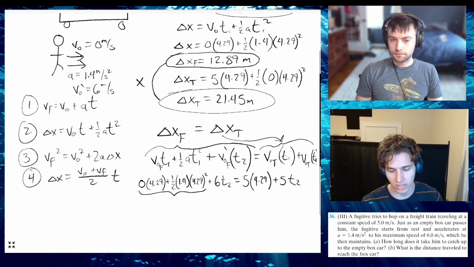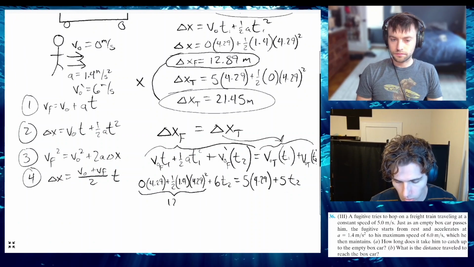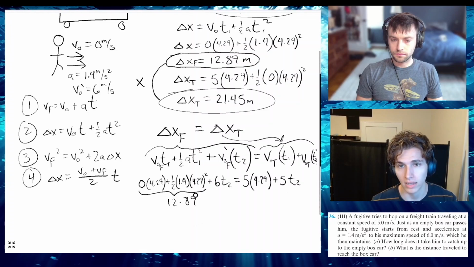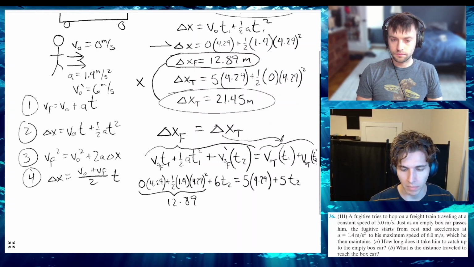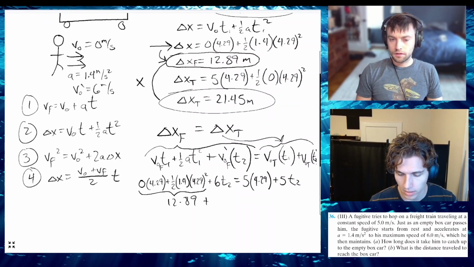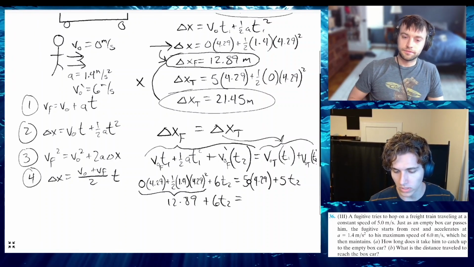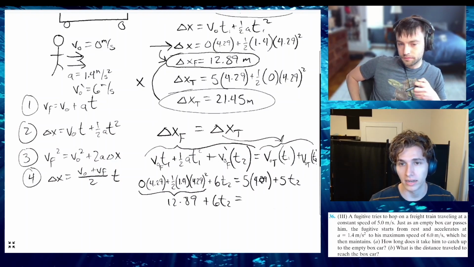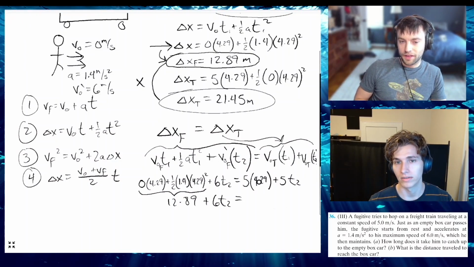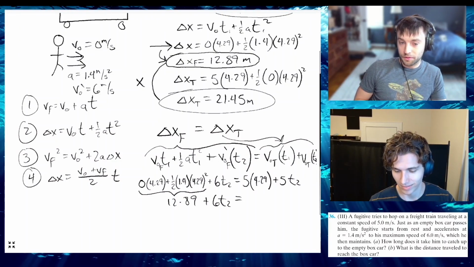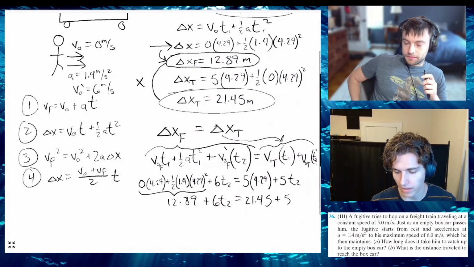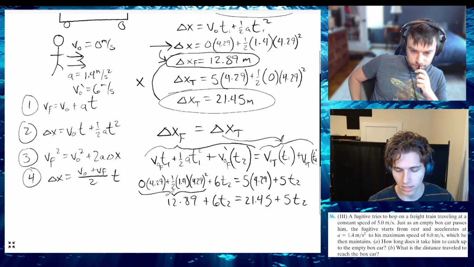We know that this whole section is equal to 12.89, because we solved that earlier up here, plus 6t2 equals, what was 5 times 4.29? We solved that before, right? Oh, that is 21.45. Plus 5t2. This is solvable, isn't it?